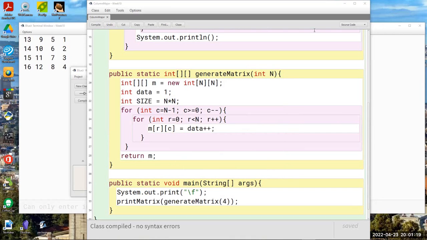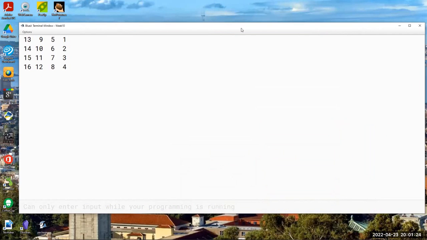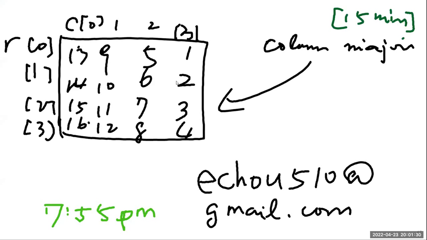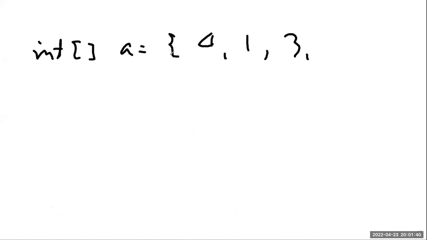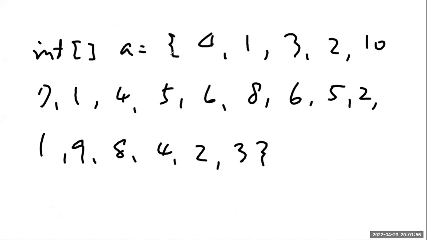So next one, we would have an array, okay? So this array, no matter what it is, I will arbitrarily give you an array. Let's assume that we have an integer array A, this array will be equals 4, 1, 3, 2, 10, 7, 1, 4, 5, 6, 8, 6, 5, 2, 1, 9, 8, 4, 2, 3. Okay.